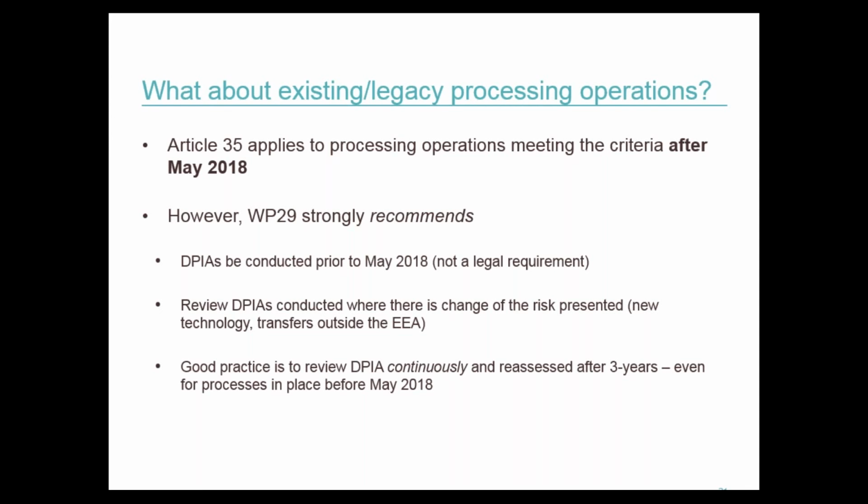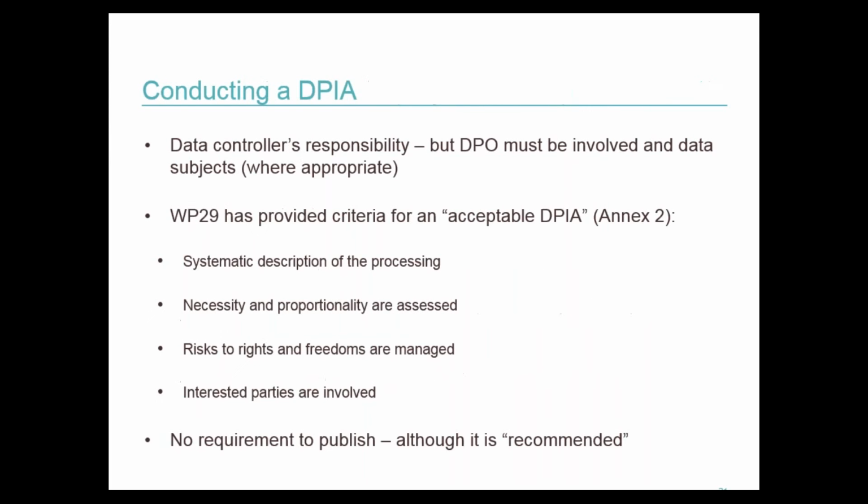However, the Working Party does say that if there is a change in risk, so if there is a category of processing that took place pre-May 2018, and that risk changes, and that could be something as simple as changing your service provider for one based in the EEA to one in the US, you need to assess the new risk presented. In addition, the Working Party recommends that DPIAs be reviewed continuously and reassessed after 3 years. And so that's for everything pre-May 2018 also.